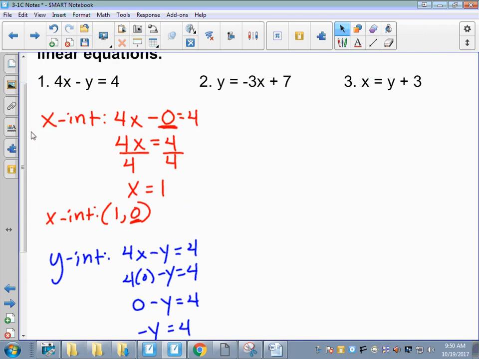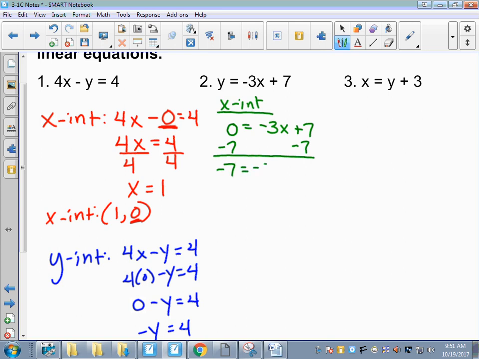For the second equation here, for my x-intercept, I can replace y with 0. So for x-intercept, I'm just going to show my work and label it. 0 equals negative 3x plus 7, which means I'm going to subtract 7 from both sides. Negative 7 is equal to negative 3x. Divide by negative 3. And my x-intercept is equal to 7/3. It's not always a pretty number. So my x-intercept is 7/3, 0.